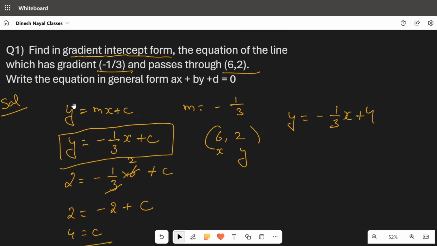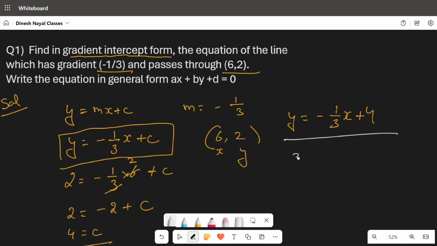Now write the equation in general form. Starting with this only, we have to write this in the general form. Multiply throughout the equation by 3. So this will be 3y equals, this 3 will get cancelled, minus x plus 4 threes are 12. We have to give this in the form ax plus by plus d equals 0. So you can take x to that side; on changing the side, this will be positive. x plus 3y, take 12 to that side also, minus 12 equals 0. So that will be the general equation in this form.